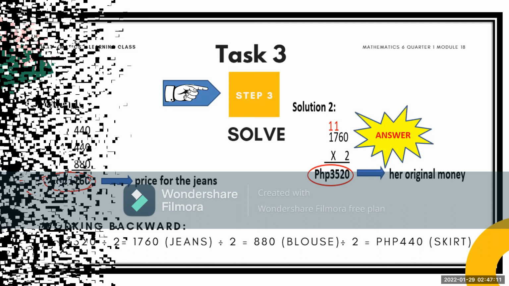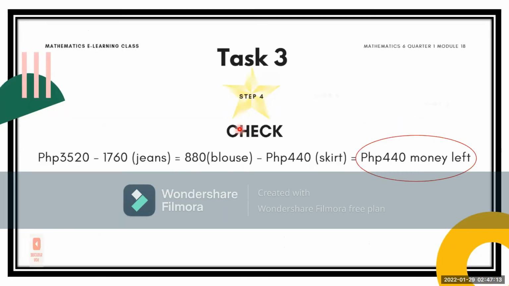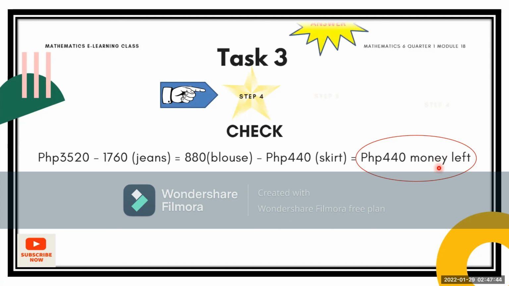So now let's check if our answer is correct. Okay, so let's do the checking of our answer. 3,520 pesos minus 1,760 pesos for the jeans is equivalent to 880 pesos for the blouse, from which we are going to get the difference of 880 and 440 for the skirt, which is equivalent to 440. It will give us 440 pesos, the money left for Luz. So our answer is correct.